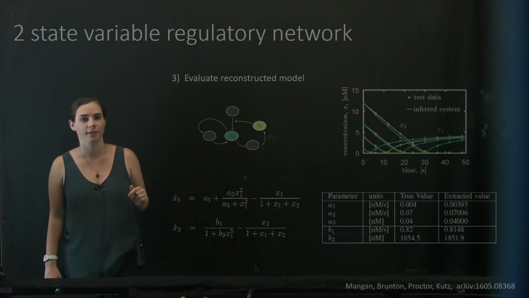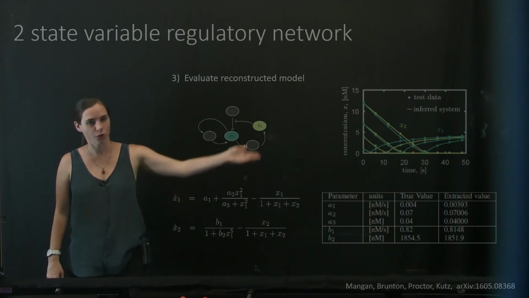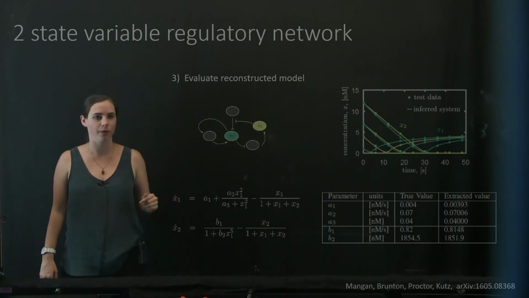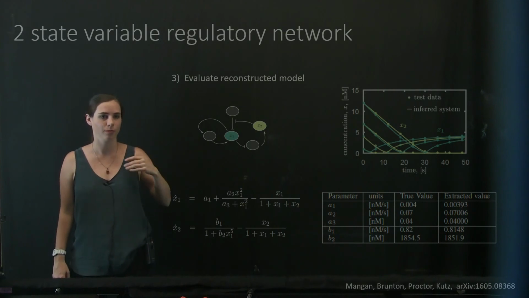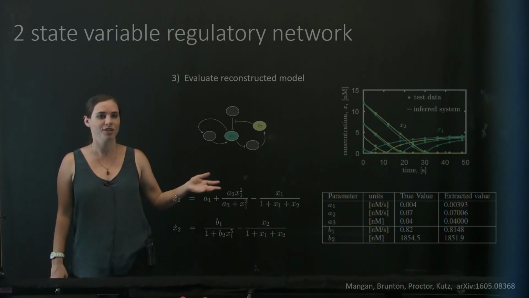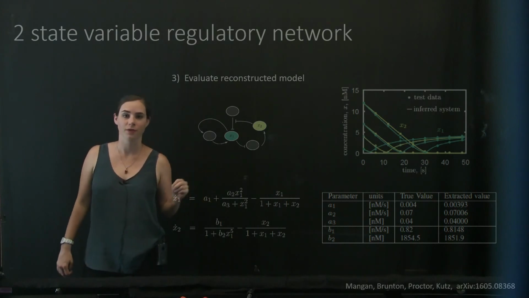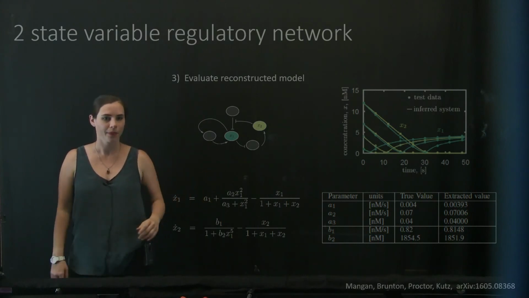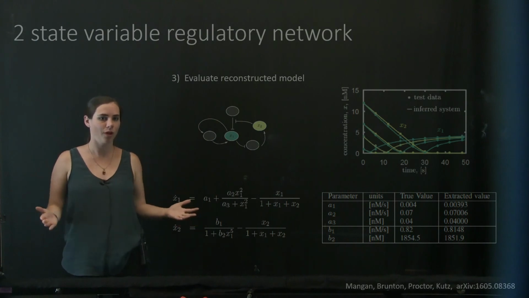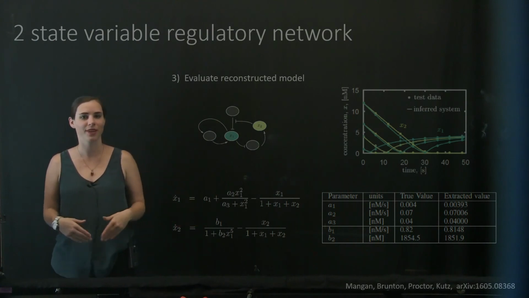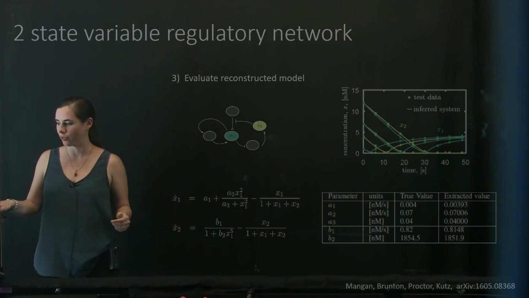Within 2%. So you can again perform a verification by taking new test data and comparing it against the inferred system. But assuming that you have the right amount of data, you can also recover this larger network.